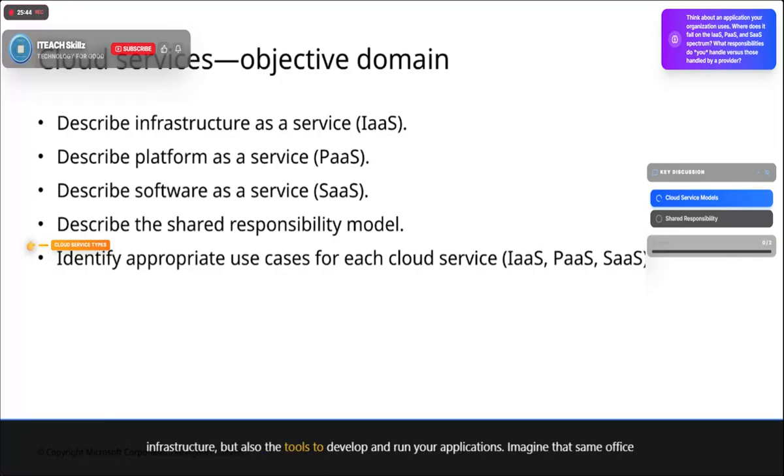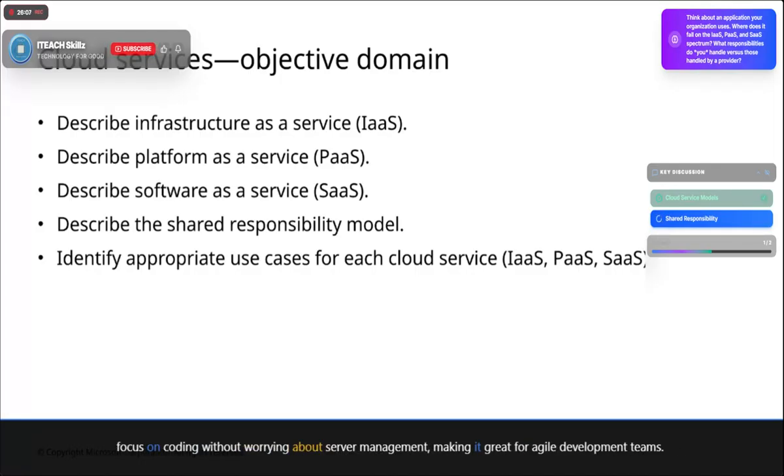Imagine that same office space now comes pre-furnished with desks, chairs, and even an IT department handling some maintenance. Azure App Service is a perfect example. You simply upload your code and it handles scaling, patching, and other underlying infrastructure tasks. PaaS lets developers focus on coding without worrying about server management, making it great for agile development teams.